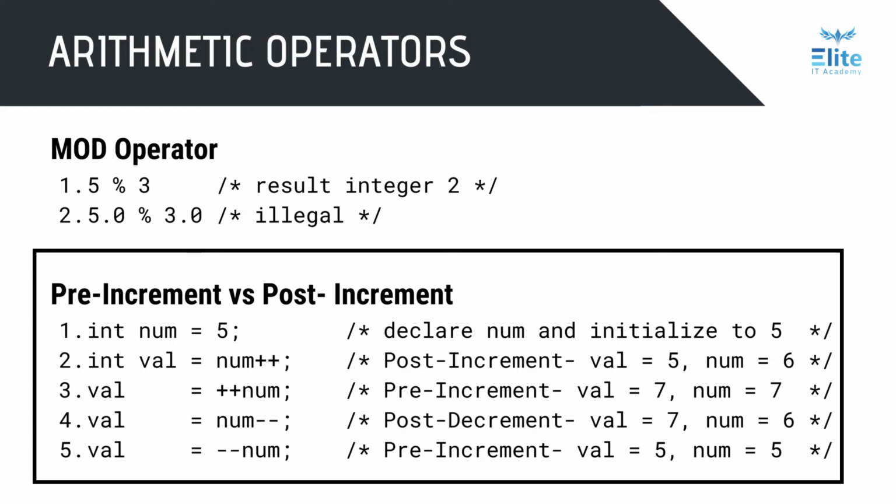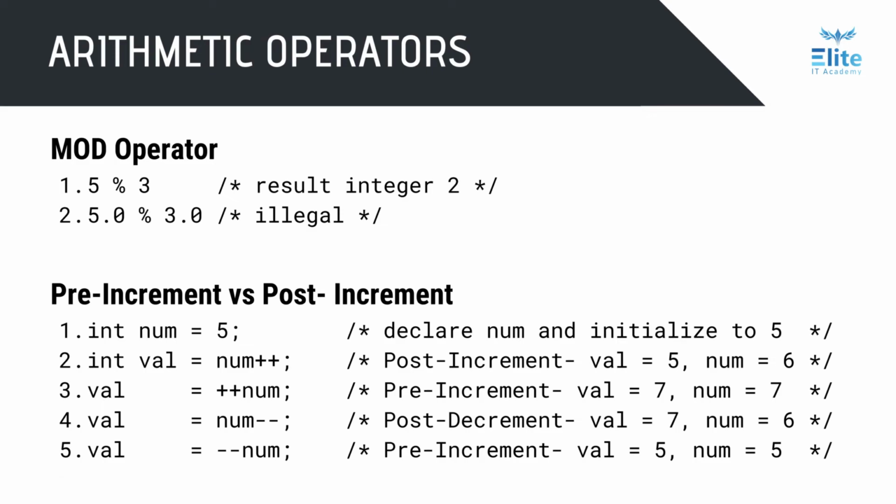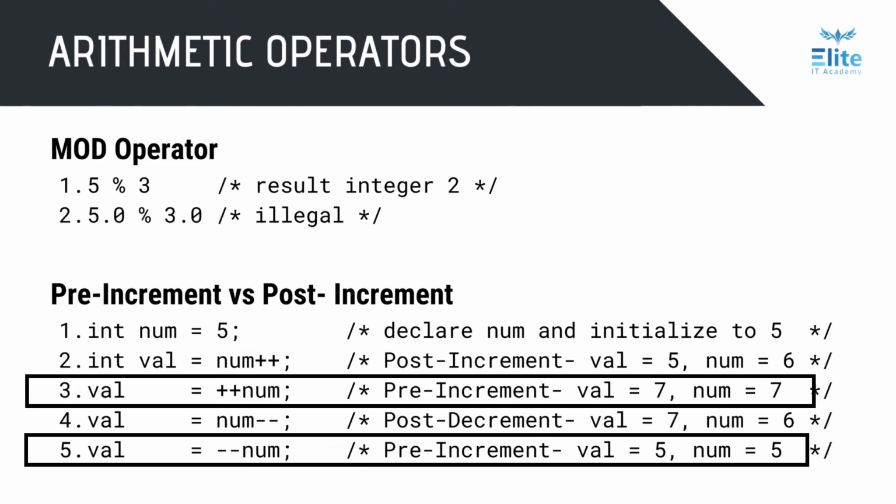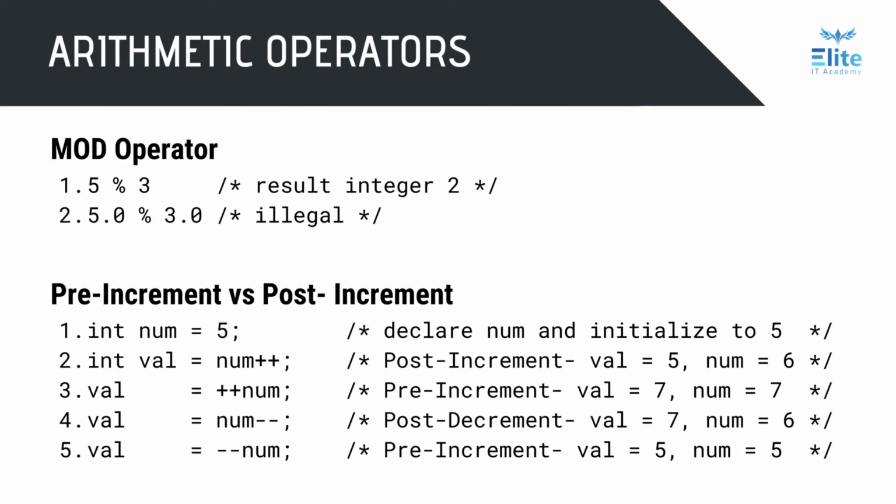The next set of arithmetic operations are the increment and decrement operators. These are unary operators and need only a single operand. The increment operator increments the value of the operand. The decrement operator decrements the value of the operand. These two operators have two versions, the pre and post version. In an expression, post-increment operations are performed after the expression is evaluated, whereas pre-increment operations are performed before other operations. This is shown in lines 2, 3, and lines 4 and 5.